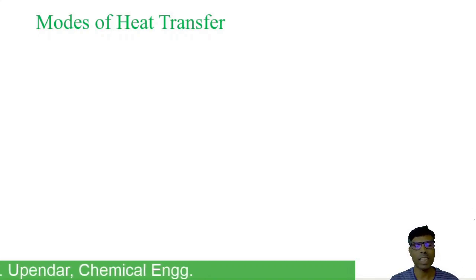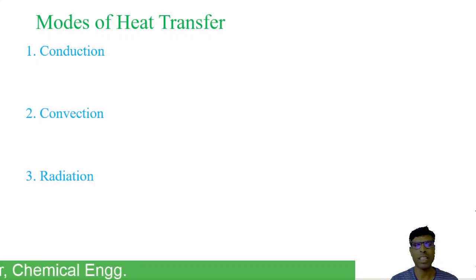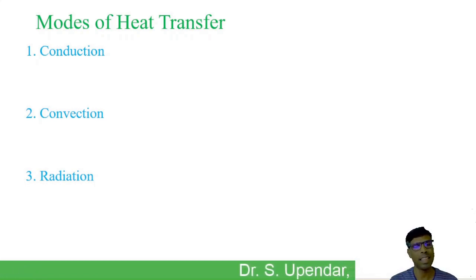What are the modes of heat transfer? There are three modes of heat transfer. They are conduction, convection and radiation. In these three, each mode of heat transfer has its own mechanism for heat transfer. Practically, they can happen as an individual or any combination of these three. For example, a combination of conduction and convection or combination of convection and radiation or a combination of these three. That is conduction, convection and radiation in a single system.